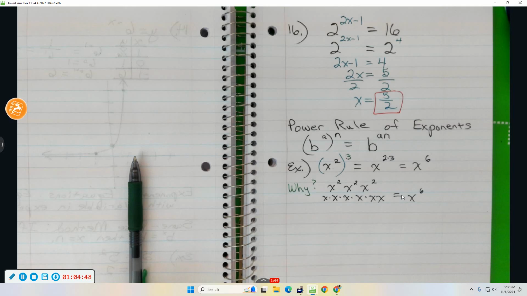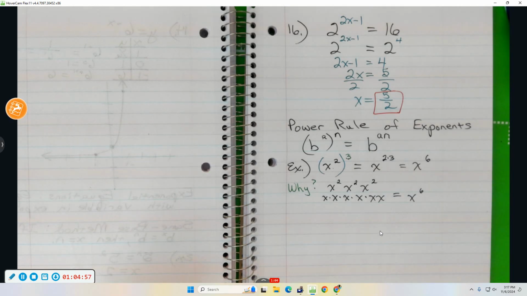And you can apply it when you have negative exponents. You don't have to try to convert it to a positive exponent. Or have fractional exponents too. That's right. It's a good point.